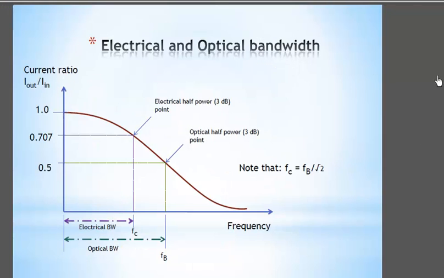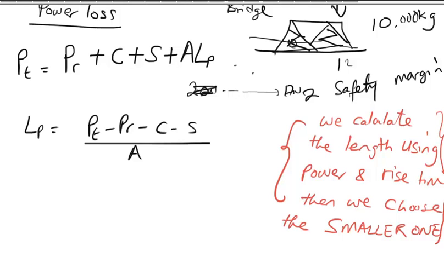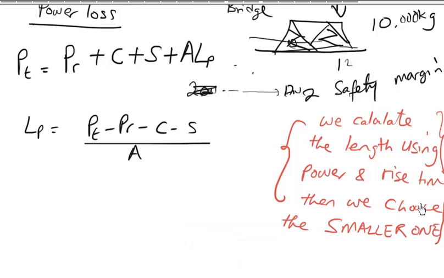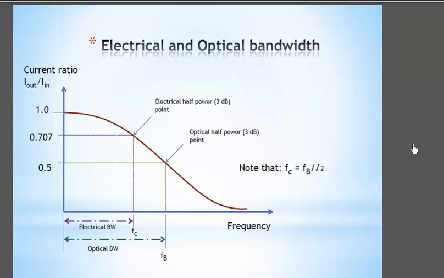But can you go back to your note? I want to copy it again. The equation, right? We calculate the length using power, right? This is for power. I didn't do the rise time yet. Using power and rise time, then we choose the smaller one.